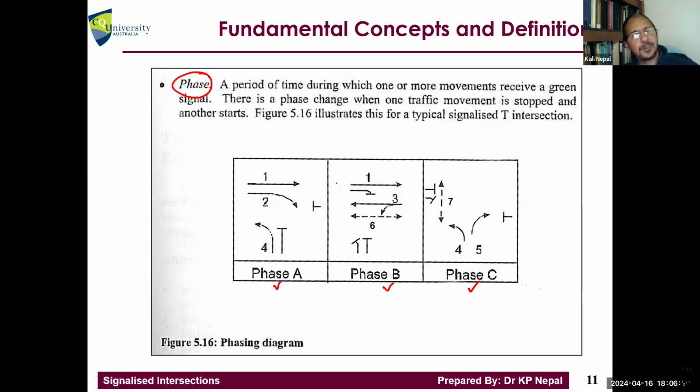So look here. What happens here? In phase A, what we did is allow movement 4 going left from the south, and from the west straight and right, because we can allow all of these at the same time. Why? Because there is no conflict.